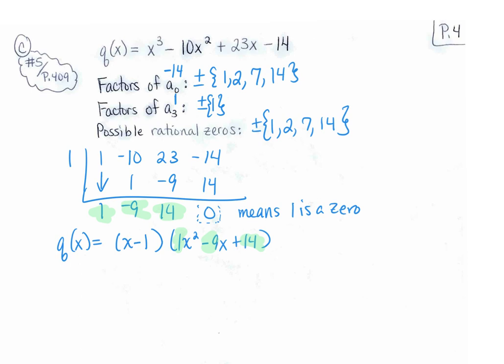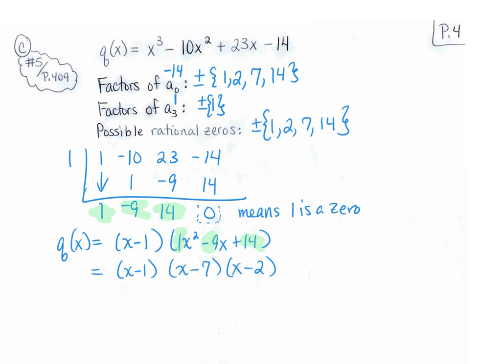And now the only thing left to do is to factor this degree 2 polynomial. So you want two numbers that multiply to give you 14, but add to give you -9. -7 and -2. Good. So this is now x minus 1 times the quantity x minus 7 times the quantity x minus 2. That's how you factor it.